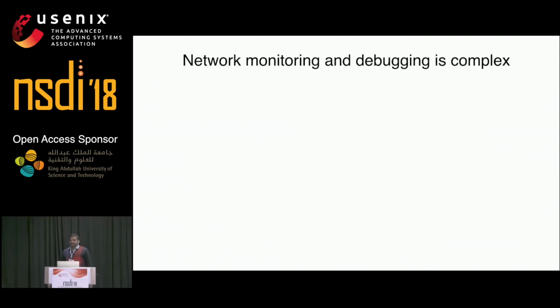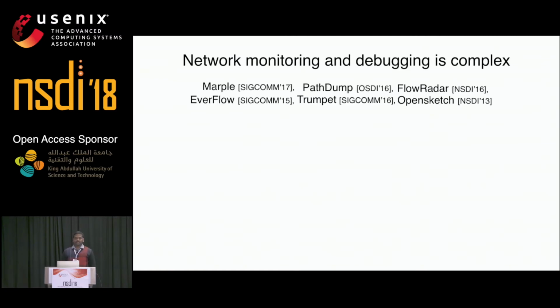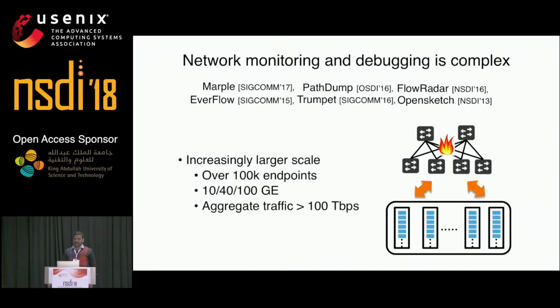Monitoring and debugging network problems is complex. There have been many recent works in the last few years, but it still remains a challenging problem. As the number of endpoints in the data center increases, with higher speeds and higher utilizations, debugging network problems is becoming increasingly harder. Why is that the case?